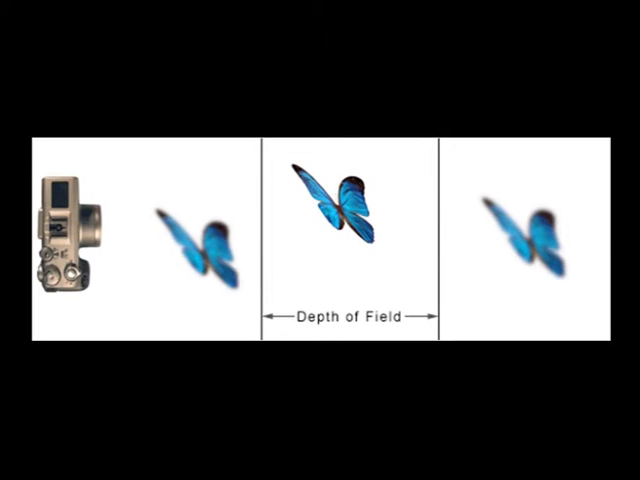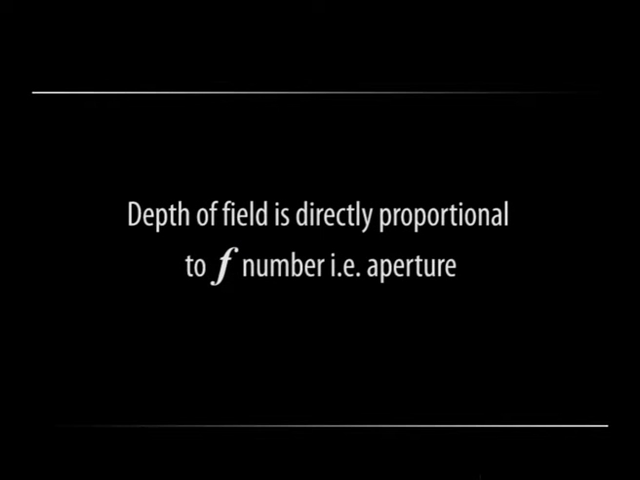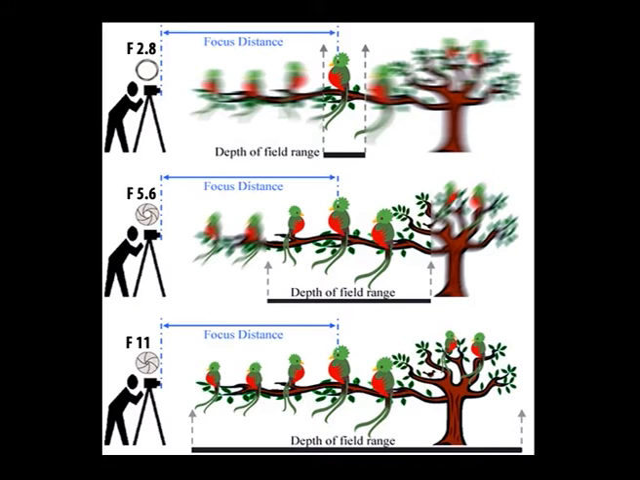The areas within the depth of field appear sharp, while the areas in front and behind the depth of field appear blurry. Depth of field is directly proportional to the f number, that is the aperture number. Now, what does it mean? It means that if you increase the aperture number, the depth of field increases. For example, if you are shooting at f5.6, now if you move your aperture to f8 or f11, you will get greater depth of field than at 5.6.